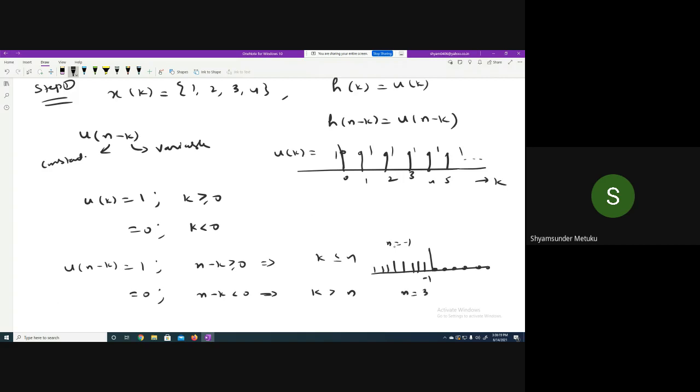If n is equal to 3, then 1, 2, 3. From here onward it will come like this. Only negative side. Yes or no? Think over. Think carefully. Is it correct or not? What I am trying to tell you.